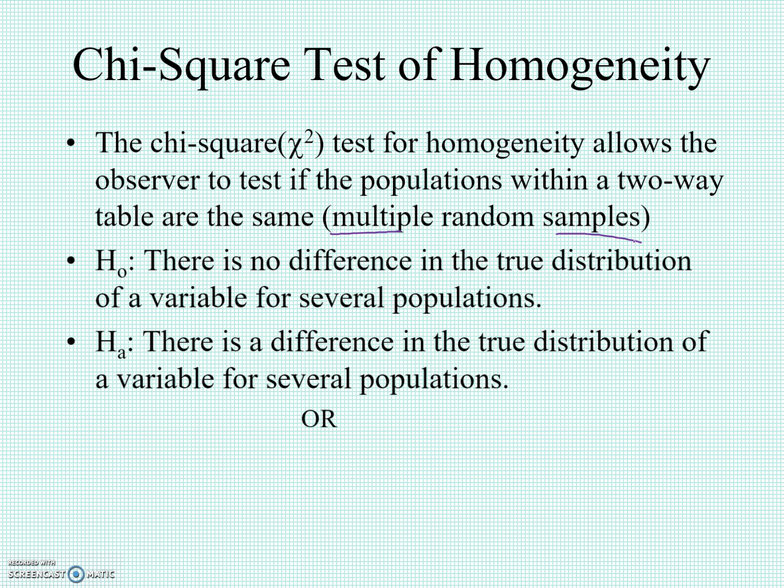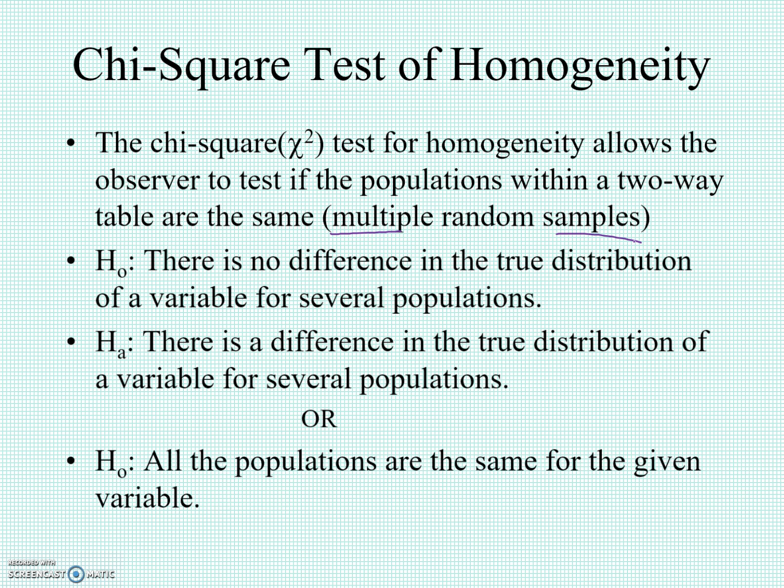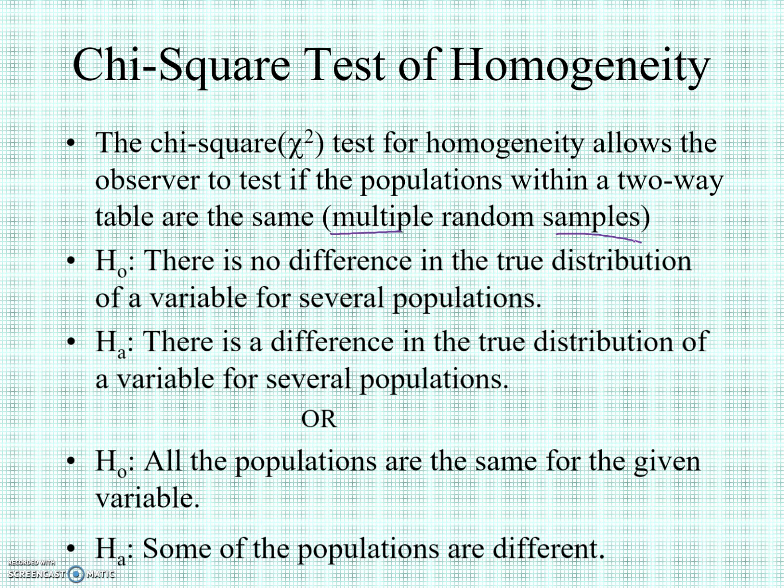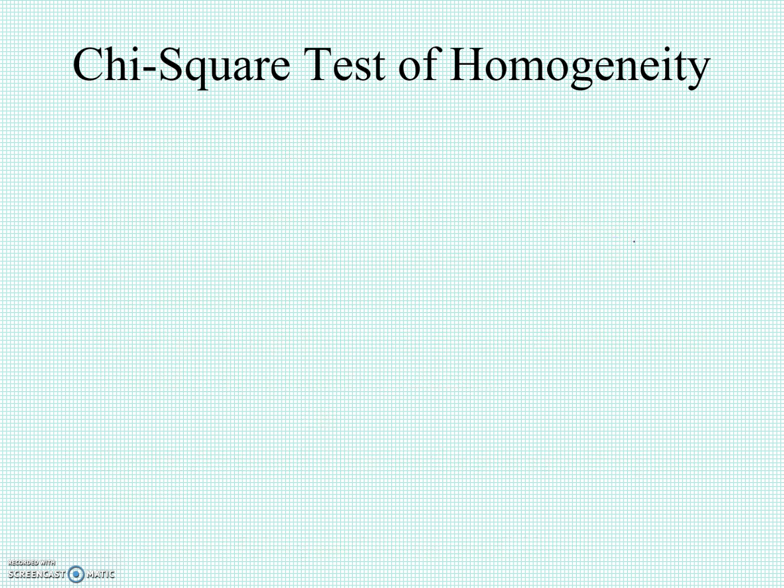Another way to say these sometimes is to say that all of the populations are the same for a given variable, versus some of the populations are different. We can't just say that one is different, because if one is different, then at least another one is different. So to not have to worry about how many there are, we just say either all of them are the same or all of them are different.